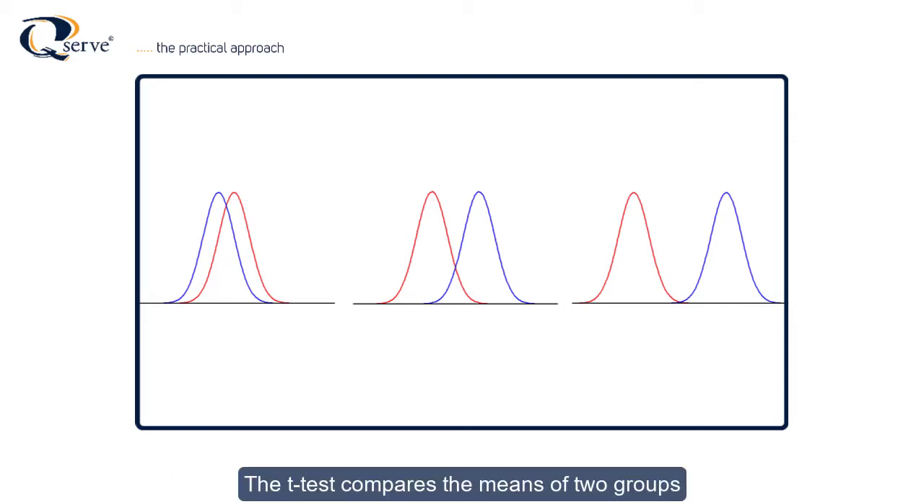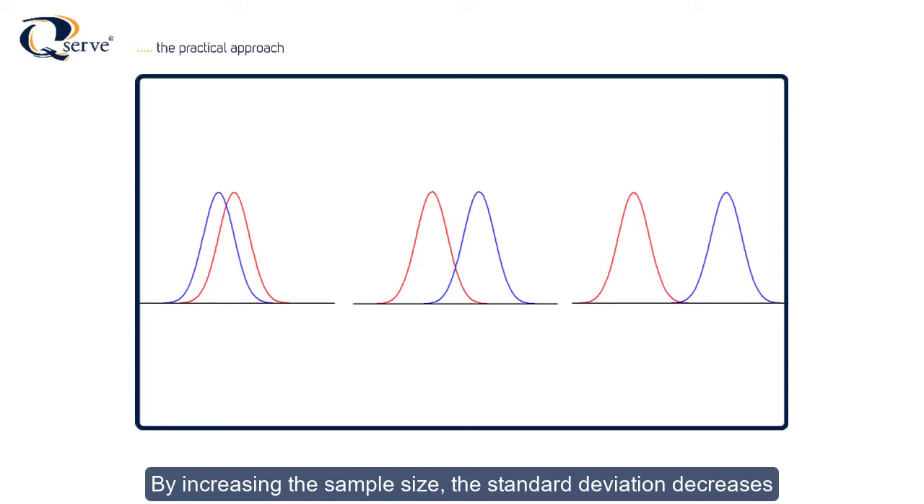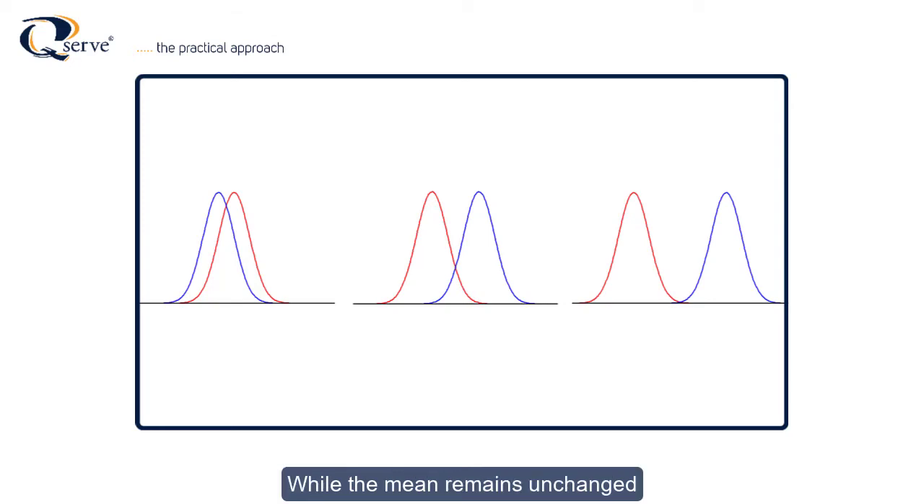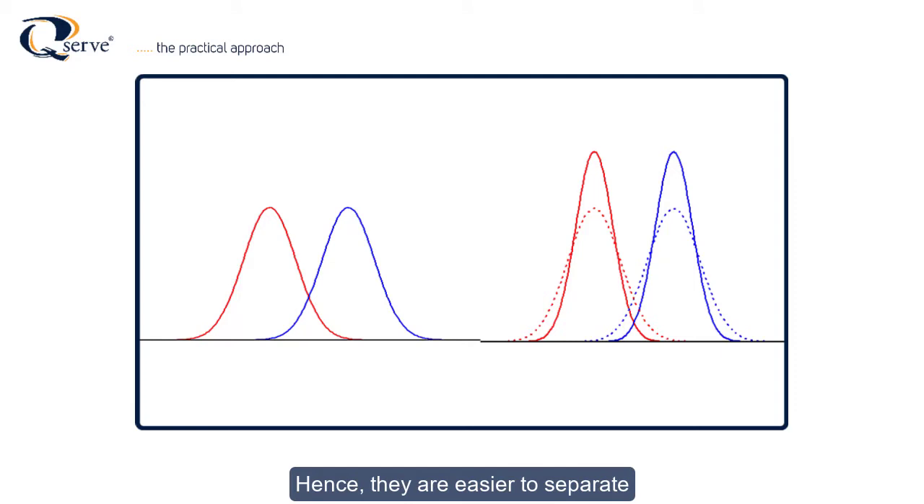The t-test compares the means of two groups to the hypothesis that there is no difference and will determine this with a certainty of commonly 95%. Or a different percentage if another alpha or type 1 error is chosen. Commonly, our aim is to show a difference, hence to have curves overlap as little as possible. By increasing the sample size, the standard deviation decreases while the mean remains unchanged. In the picture, this would equal a higher and smaller curve. Hence, they are easier to separate.